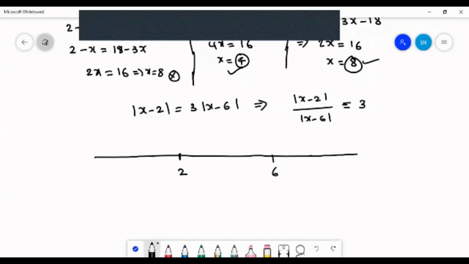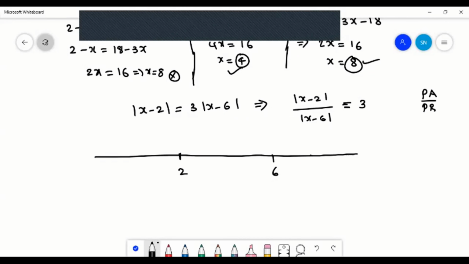The other way you can observe 2 comma 6. There are 2 points which divide the line segment 2 to 6 in 3:1 ratio, externally and internally. So those are the points which satisfy mod x minus 2, because these are the distances. It's like PA by PB is equal to 3 by 1. So that means here P is a point which divides the line segment AB in the ratio 3:1.